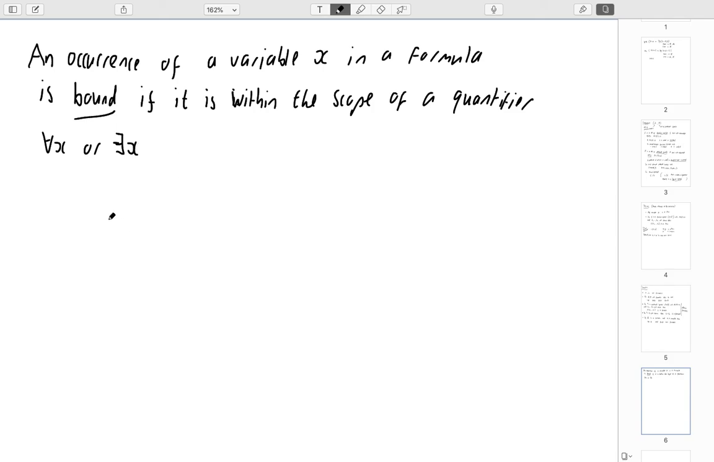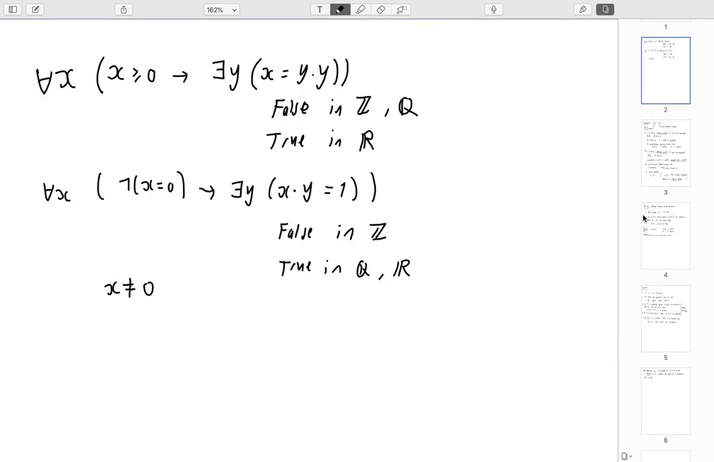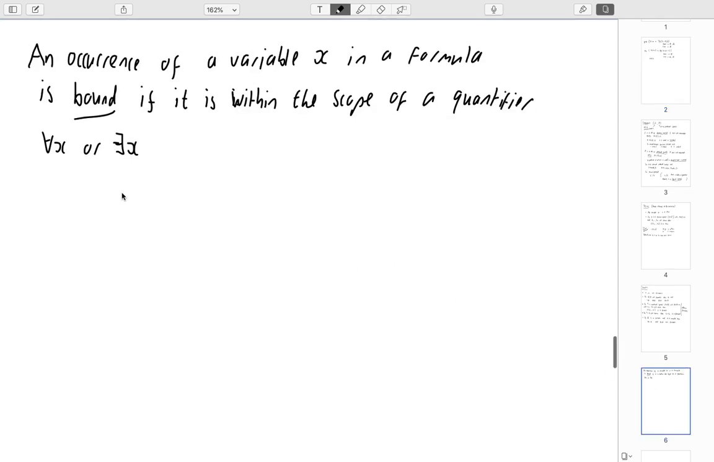So let's write out the formula we were talking about before. Let me just remind ourselves what it was. I'm going to miss out the for all x quantifier here, and write the formula back. So we're going to have x is greater than or equal to 0 implies there exists a y such that x is y squared.